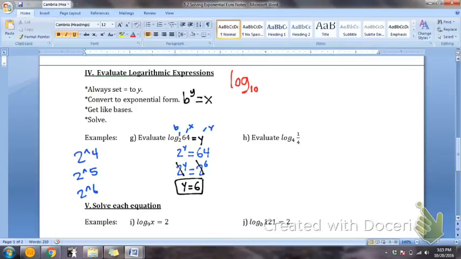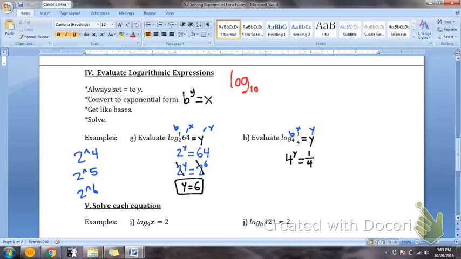Okay, on letter H, we're going to set it equal to y first. Let's do that. Then I want you to change it into exponential form. You can do that part. What do you get when you change it into exponential form, Anthony? 2 to the y equals 1/4. Should be 4 to the y equals 1/4. The y is an exponent.